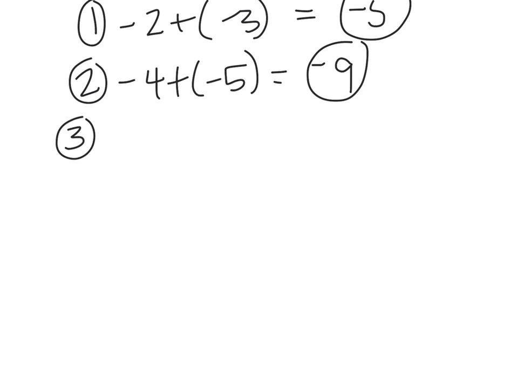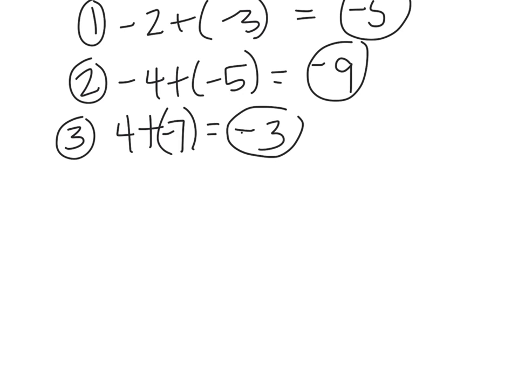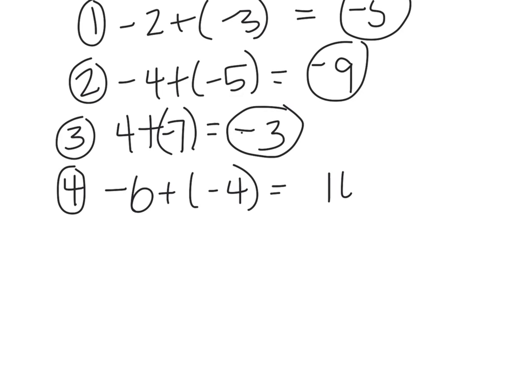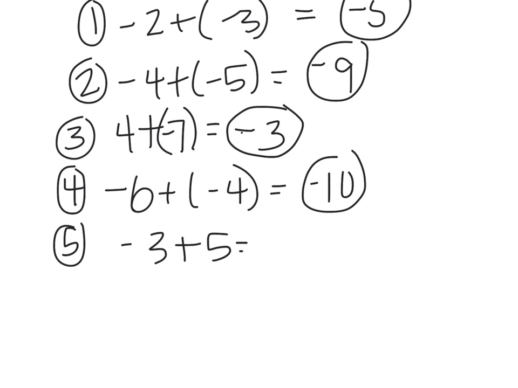Number 3, they are different signs, so you're going to subtract. This one's negative. So 7 minus 4 is 3, and you keep the sign of the number that has more. There's more negatives than positives, so your answer is negative 3. Number 4, negative 6 plus negative 4. Same sign sum, you add them and you keep the sign. Number 5, negative 3 plus 5. Different signs, you subtract. 5 minus 3 is 2, and your number that has more is positive, so your answer is positive.